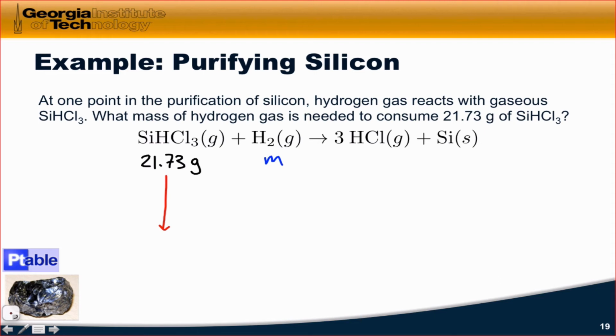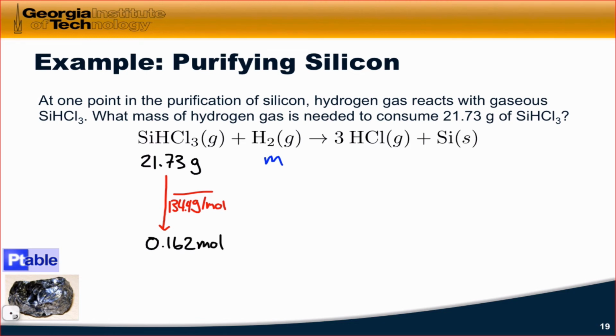How do I do that? Well, I divide by the molar mass. I divide by the molar mass of SiHCl3 in grams per mole. And this turns out to be 134.4 grams per mole for SiHCl3. Doing this division, I arrive at a number of moles of 0.162 moles of SiHCl3.